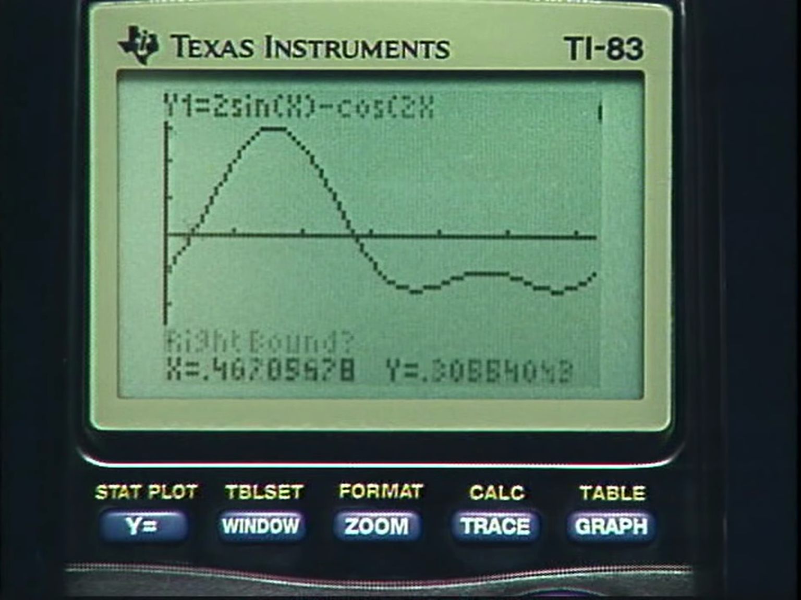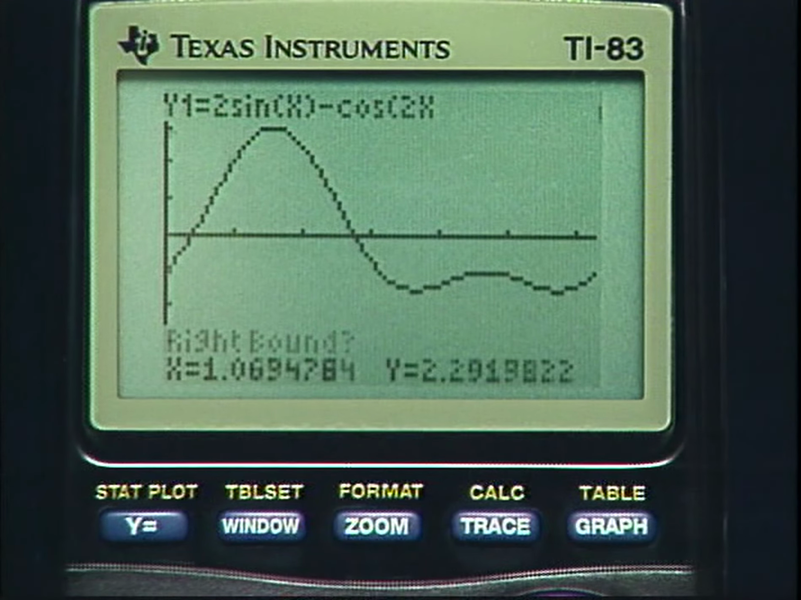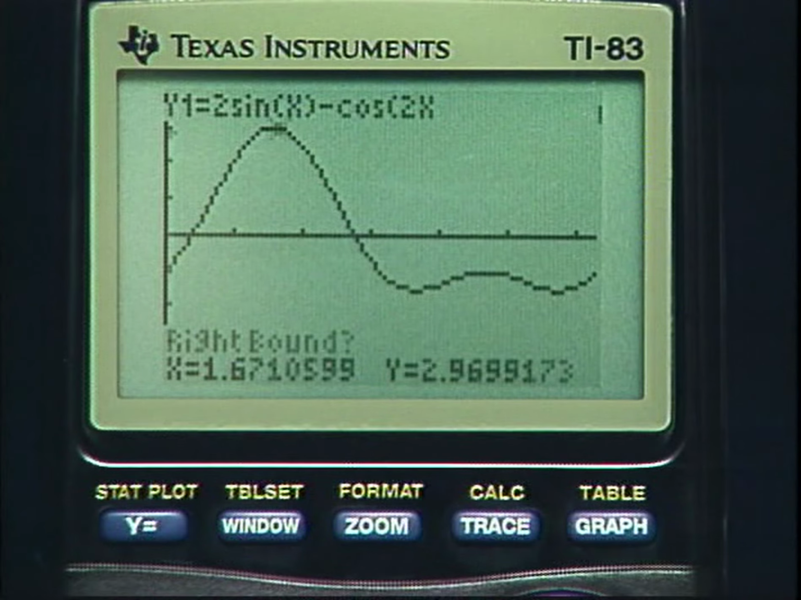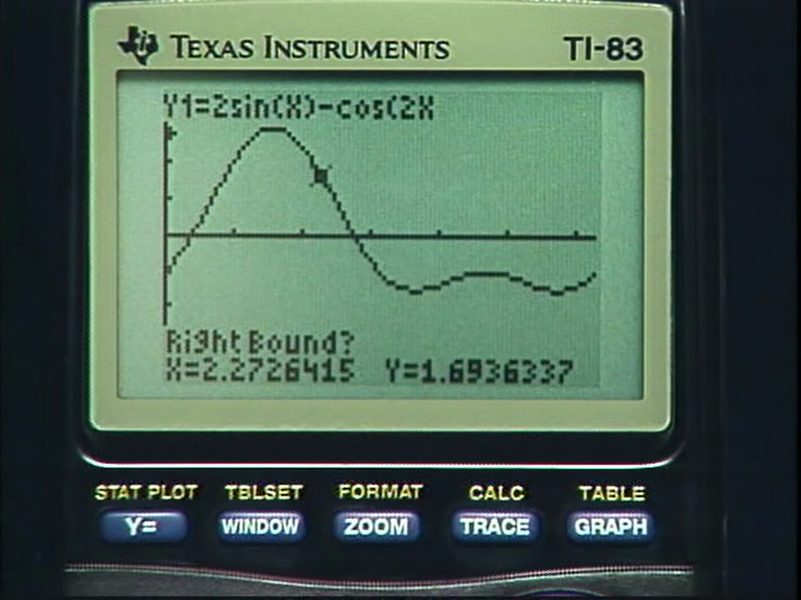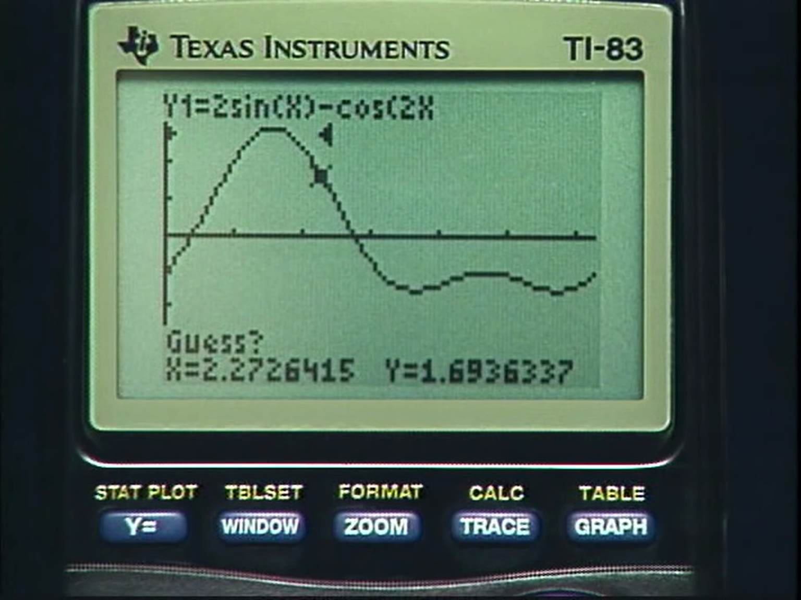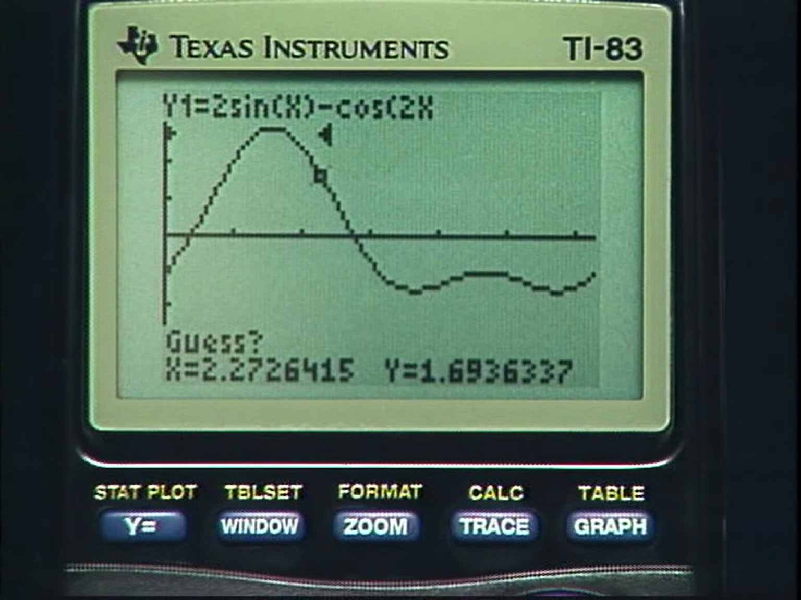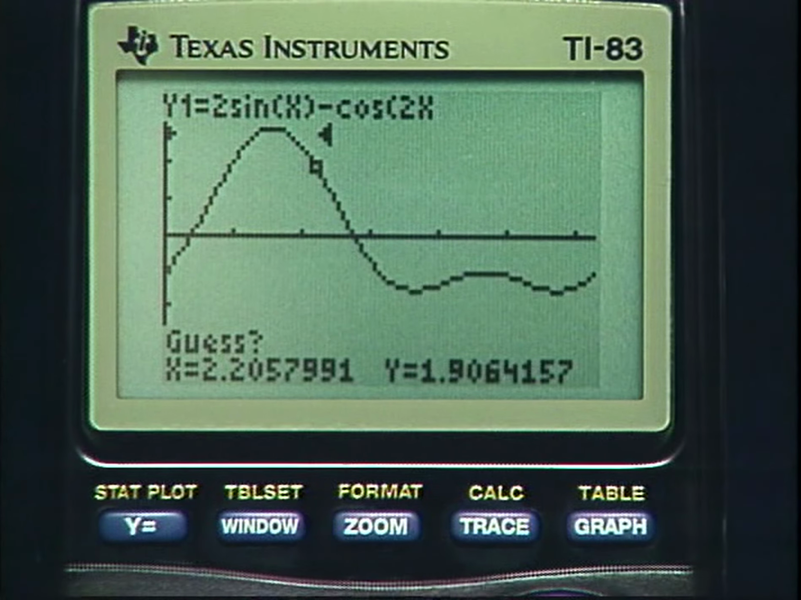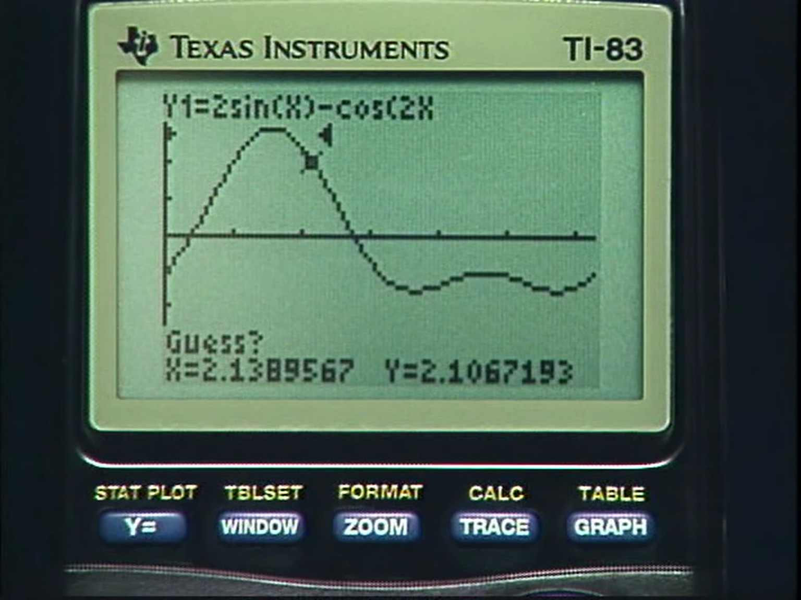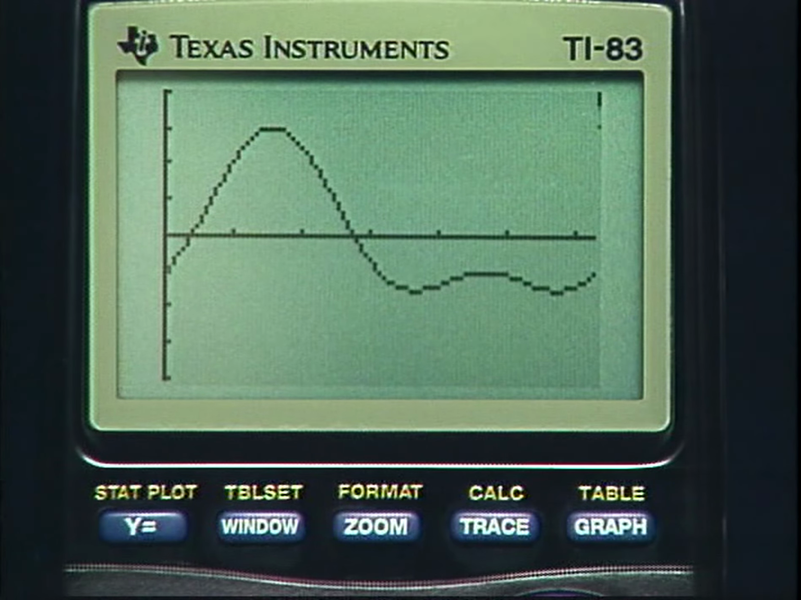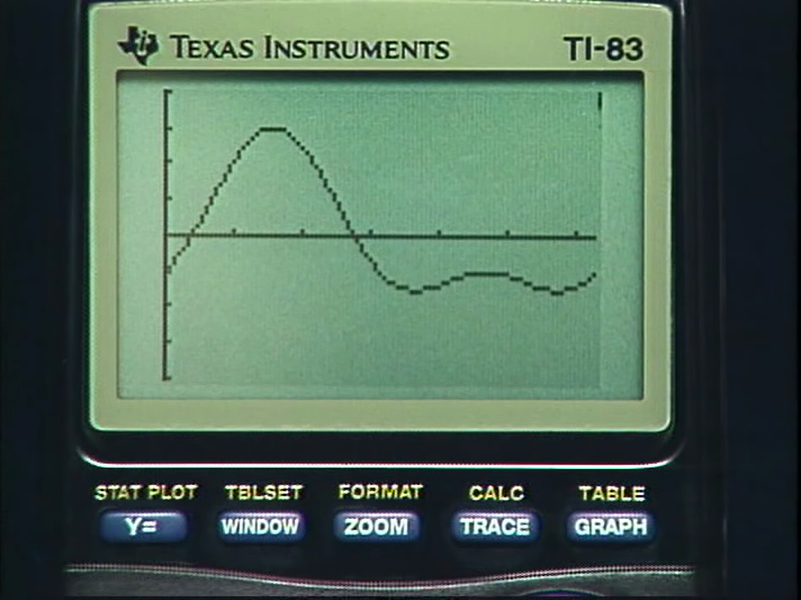And since we have the graph on board and we can see the graph, then we certainly know that we are within the interval right here. We don't need to be really close to that maximum value. We can be in a very loose neighborhood, but I'm pressing enter here for a right bound, and now it's asking us for a guess. Now the guess for the calculator is just a value that the calculator can start its algorithm with. You see, and it will make the calculation regardless of where we choose that value, as far as I know.